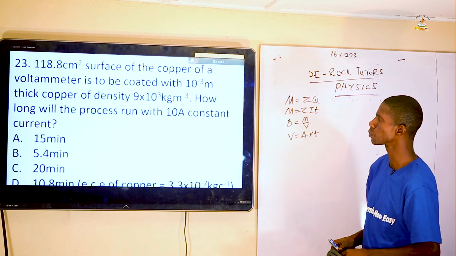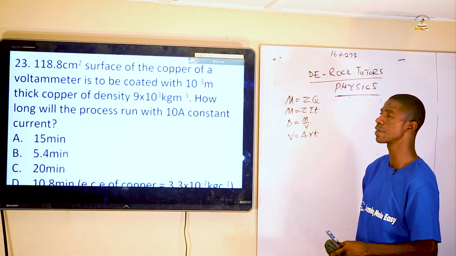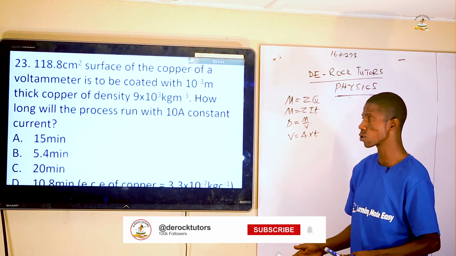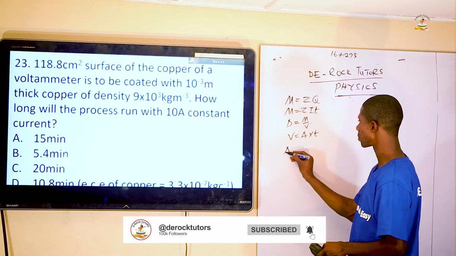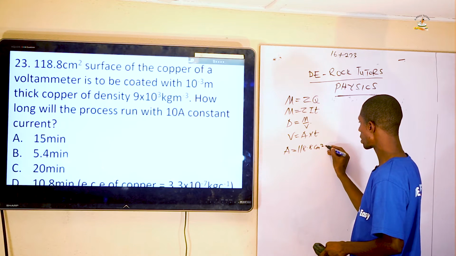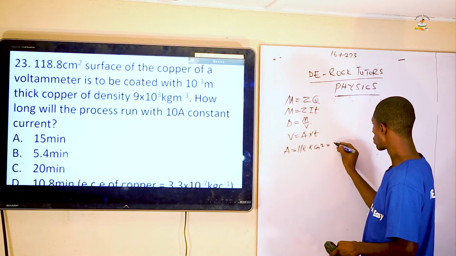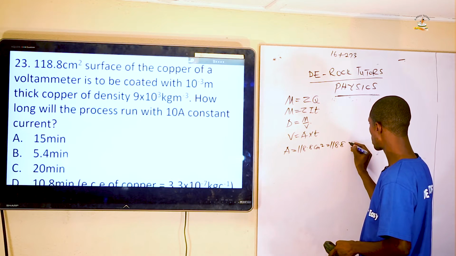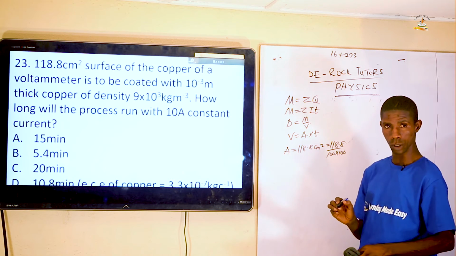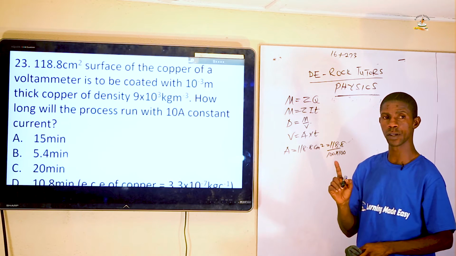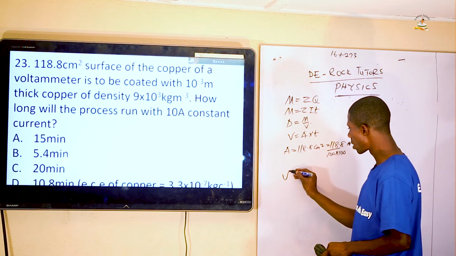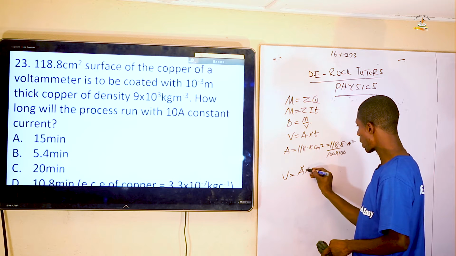Then going back to the question, we have the area given in terms of centimeter square, which we have to convert to meter square. So for the area now, we have 118.8 centimeter square. So we convert it to meter: 118.8 divided by 100 multiplied by another 100, because 1 meter is equivalent to 100 centimeter. So we have it in meter square.